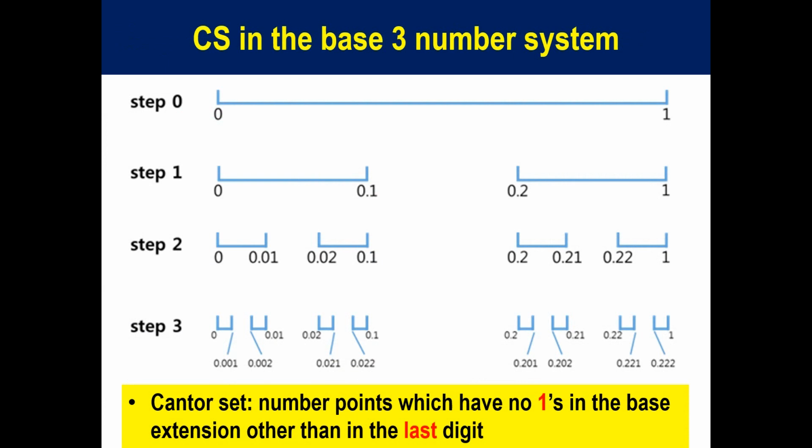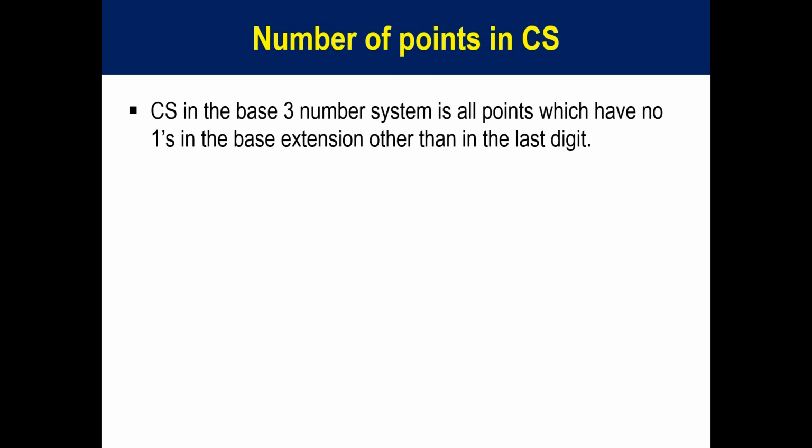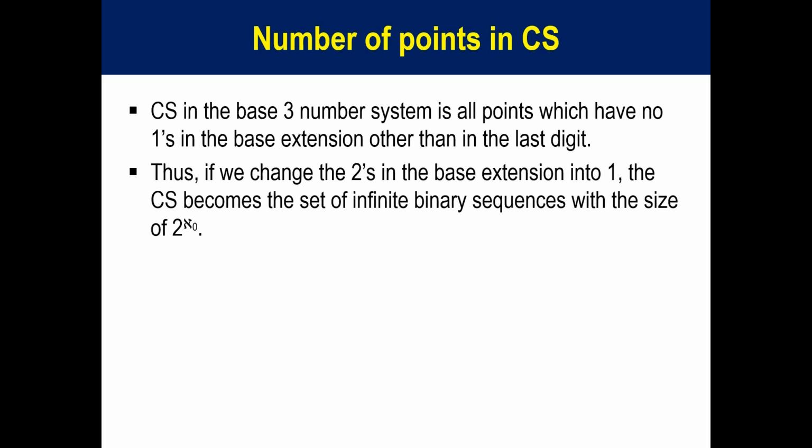As you saw in the video, the Cantor set consists of numbers which have no ones in the base 3 expansion other than in the last digit. One is allowed in the last digit. What will be the number of points in the Cantor set? The Cantor set in the base 3 number system is all points which have no ones in the base 3 expansion other than in the last digit. Therefore, if we change the 2s in the base 3 expansion into 1s, the Cantor set becomes the set of infinite binary sequences with a size of 2 to the power aleph null.